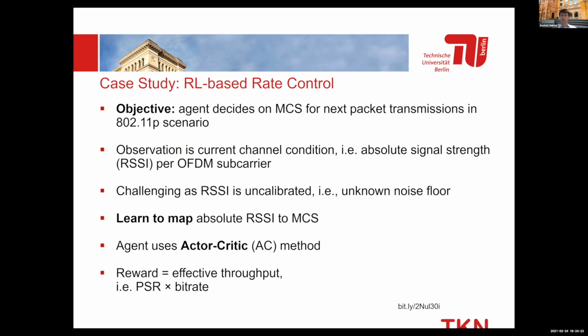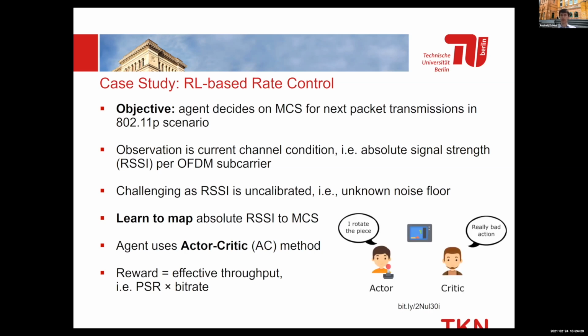Yeah, we implemented this. It's using some actor-critic method. It's well known how it's working. So we have an architecture which consists of an actor. He makes the decisions. In our case, he selects the MCS. And then there is a critic which says, was it a good decision or a bad decision? He's doing some scoring. And as I already said, the scoring is a reward, and this is the effective throughput.